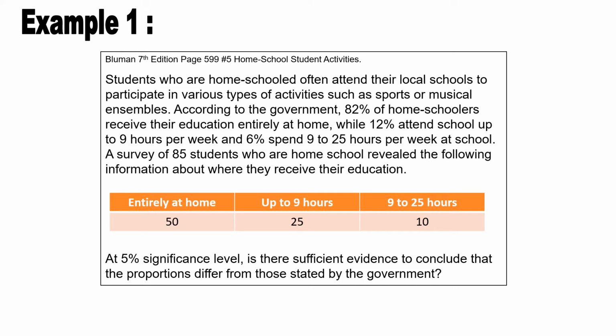A survey of 85 students who are homeschooled revealed the following information about where they receive their education. Entirely at home. The frequency is 50. Up to 9 hours. The frequency is 25. 9 to 25 hours. The frequency is 10. At 5% significance level, is there sufficient evidence to conclude that the proportions differ from those stated by the government?